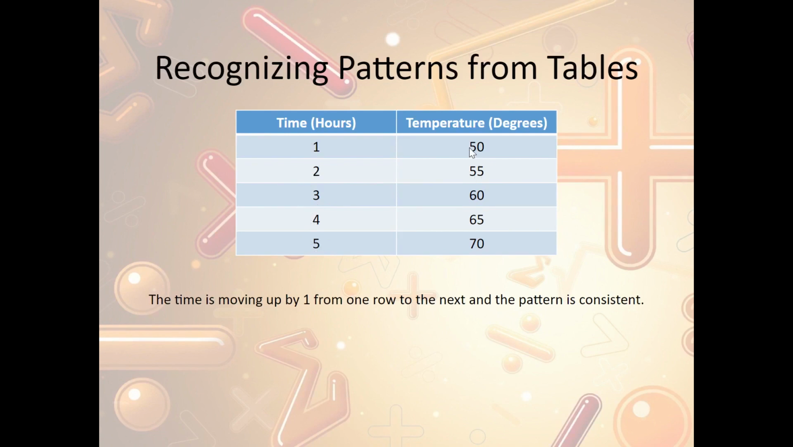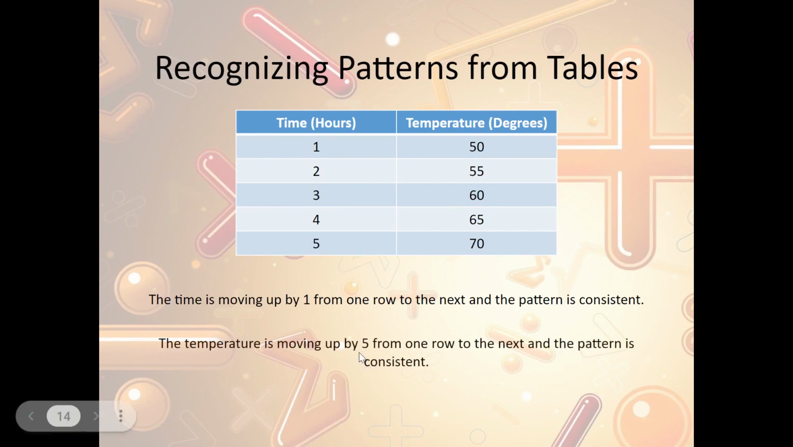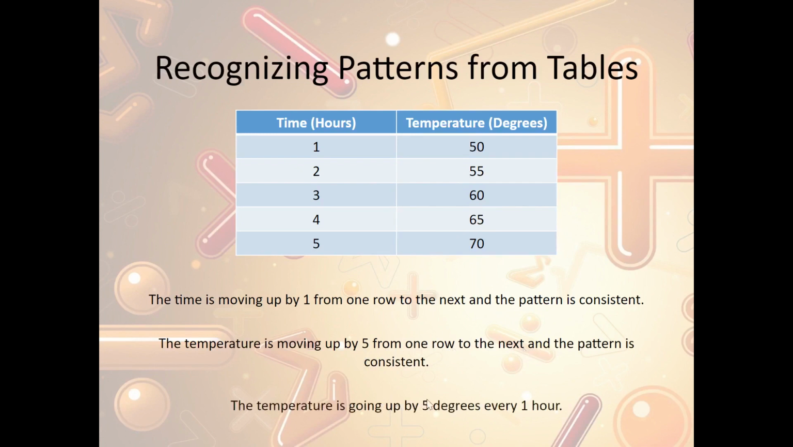Next, let's look at the temperature. Well, is there any kind of pattern here? From here to here, we're adding 5, and then adding 5, adding 5, and adding 5. So therefore, the temperature is moving up by 5 from one row to the next, and the pattern is also consistent. So the temperature is going up by 5 degrees every 1 hour. That's what we can say based on the pattern we see from the table.